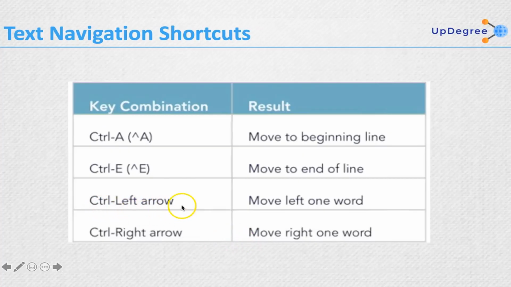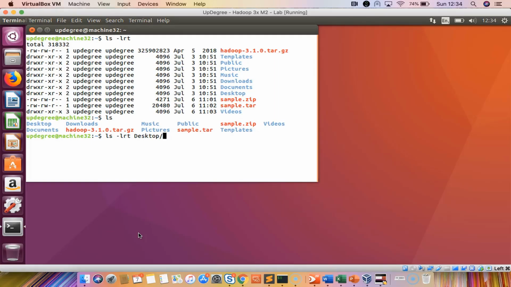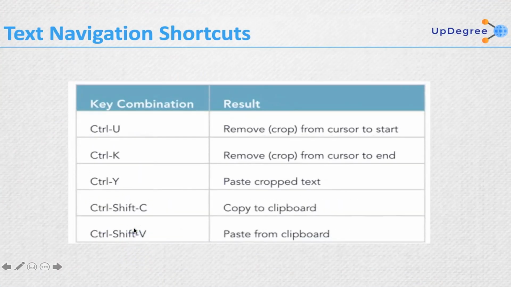Then we have Control left arrow that will move left one word, and Control right arrow which will move toward the right. If I say Control and then press my left arrow, you can see it is going to the left, and if I do right, it will go to the right. There are some more shortcuts: if you press Control U or Control K, this is a cropping option. Control U will crop from your cursor to the start, and Control K will crop from the cursor to the end. It will just cut it and you can paste it using Control Y.